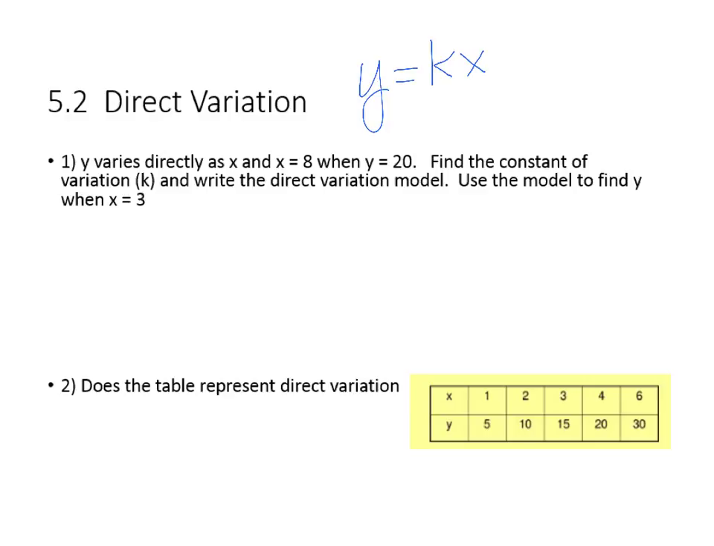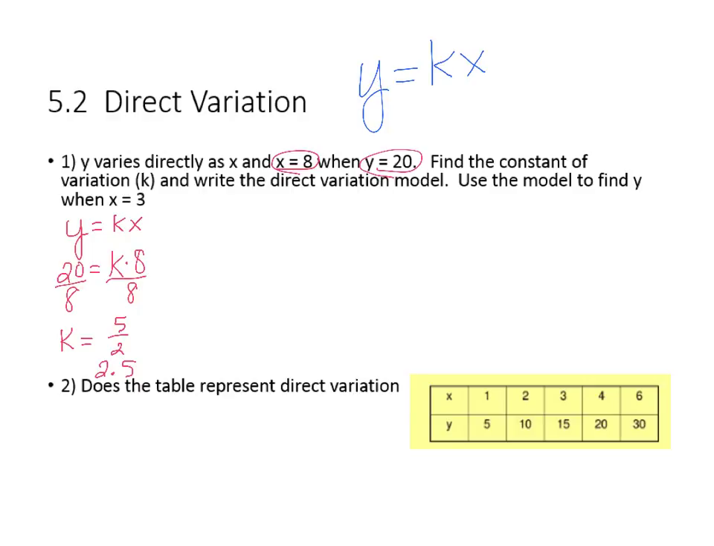Show some nice work on this. It's going to be a y equals kx. That's how we start. And then we take the two pieces of information and we plug those in. So y is 20 when x is 8. We're going to look for the k value, so we divide by 8. And k would equal, and we can go ahead and probably go as a decimal, or you can leave it as a fraction. Either one is okay. As a fraction, that would reduce to 5/2. If you went to a decimal, it would be 2.5. Either one is okay with me.